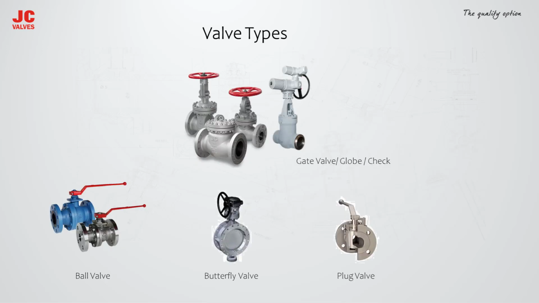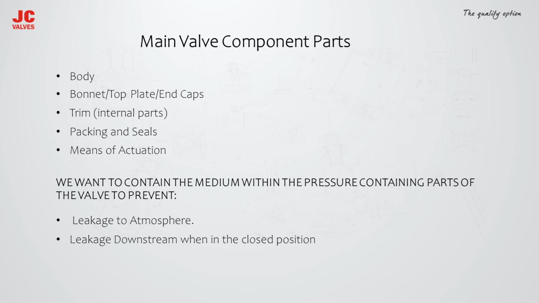Valve types. These are the common types of valves discussed: gate valve, globe valve, check valve, ball valve, butterfly valve and plug valve. The main valve components are body, bonnets, trim, packing and seals, and means of operating the valve. We want to contain the medium within the pressure-containing parts of the valve to prevent leakage to atmosphere and leakage downstream when in the closed position. In the next few slides, we will discuss the body, bonnet, valve trim such as discs, seats or seat rings, stem, packing and valve operator.